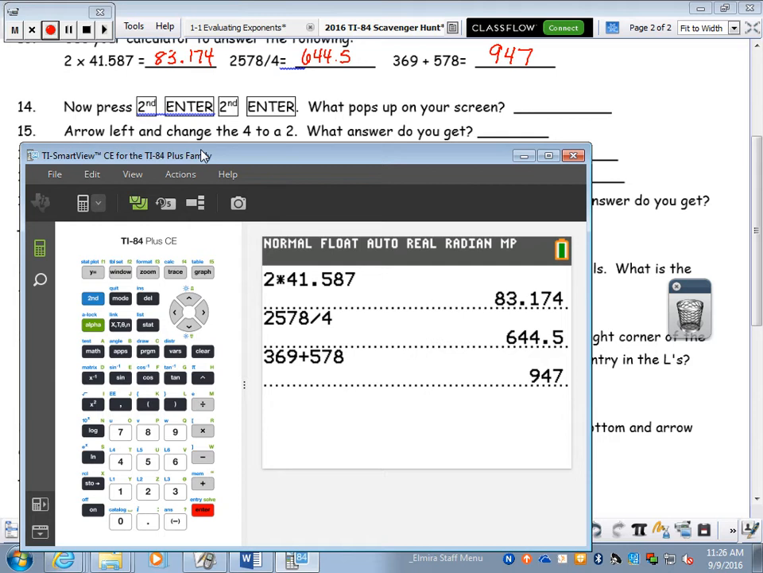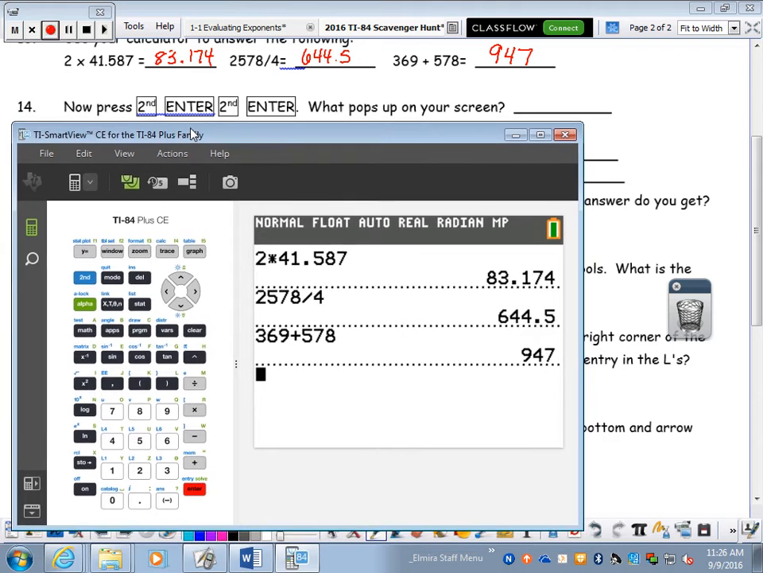The next thing says press second enter, second enter. Okay, second enter. Oh, the first time I hit it, it repeated the problem before that. Second enter. Oh, if I do it again, it switches to 2 problems ago. What if I do it a third time? Second enter. Oh, it switched to 3 problems ago.